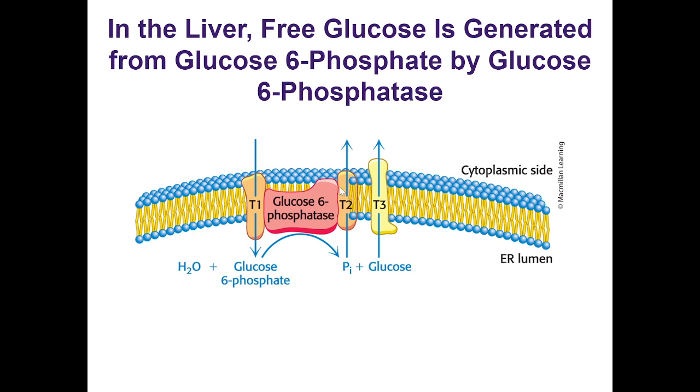Okay. And then the T2 transporter is going to be what transports that phosphate back. The T3 transporter is going to transport the glucose. Notice we have a complex here with those transporters with the glucose 6-phosphate and the free phosphate being exchanged. Okay? What is it complex to?